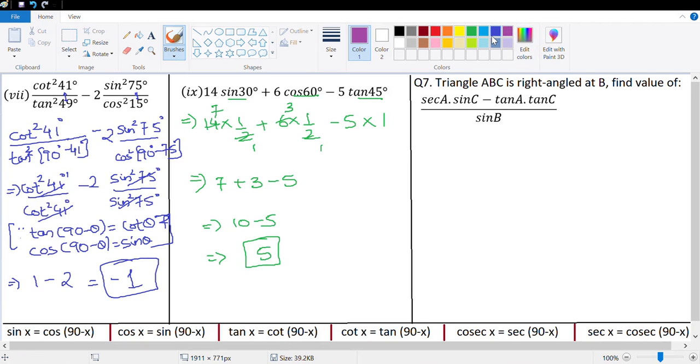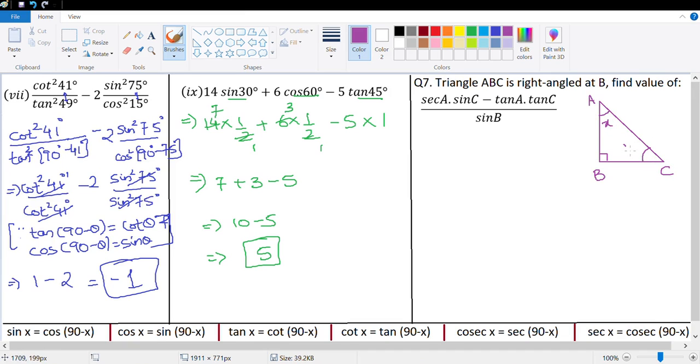Next question: triangle ABC is right angled at B. Find the value of this given expression. So let's just draw a rough diagram and see how it works. So it is right angled at B. This is A, this is C. So let A be equal to x.